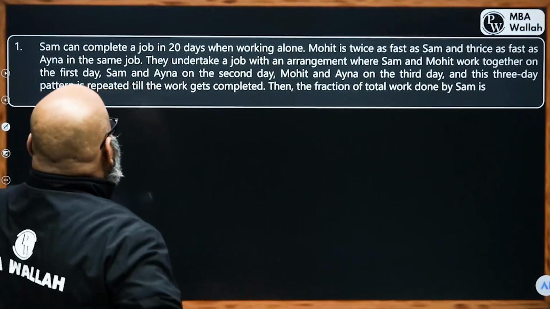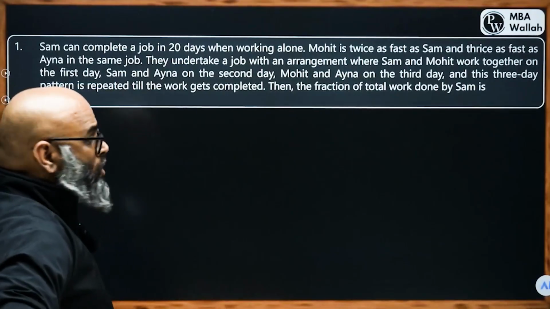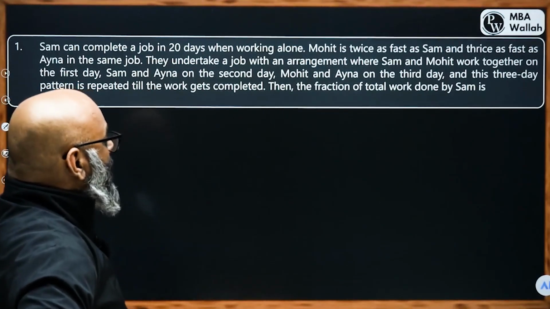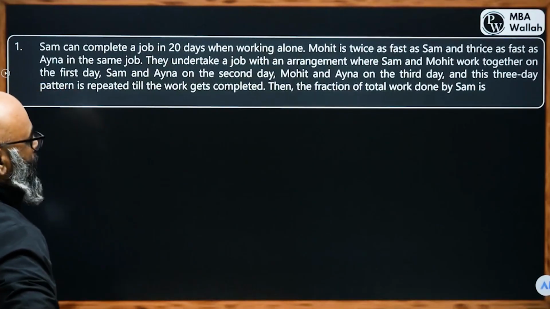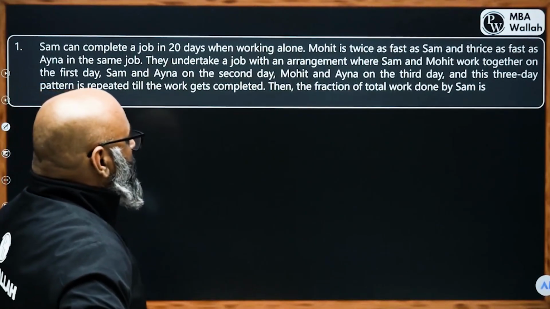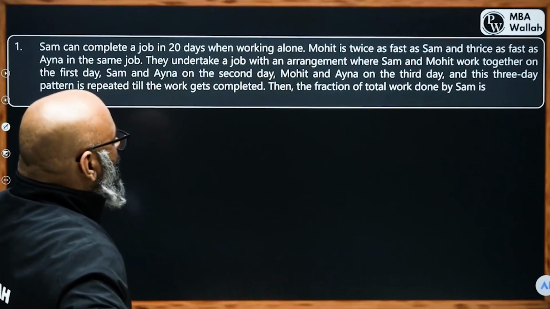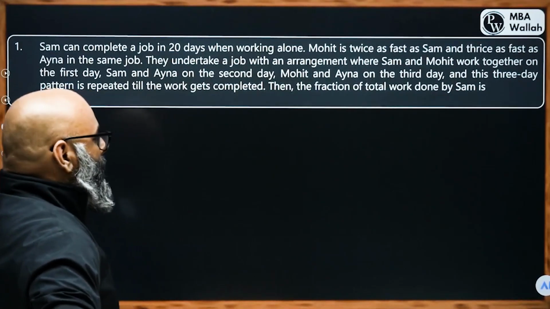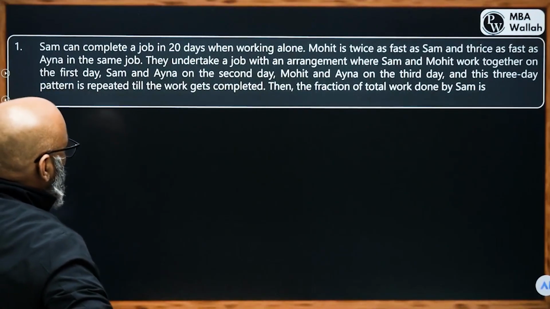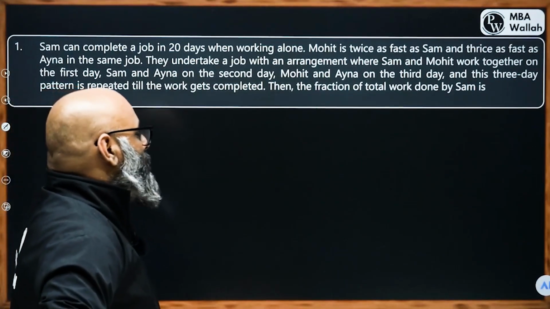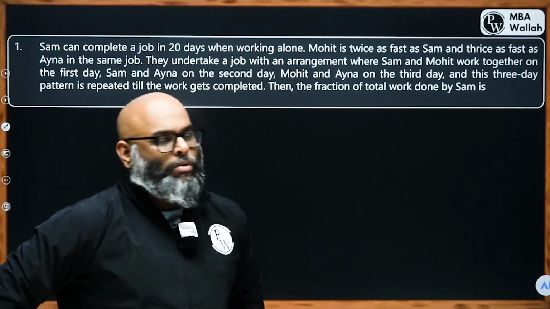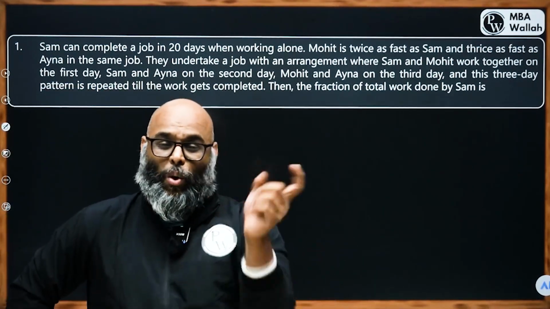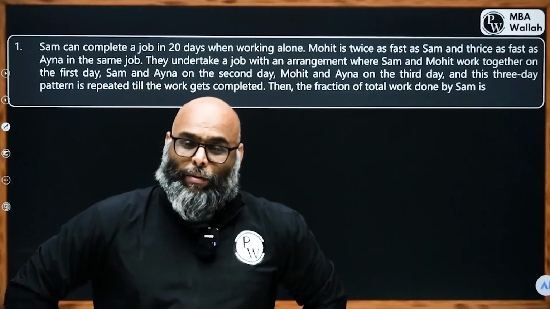Look at the question here. Sam can complete a job in 20 days when working alone. Mohit is twice as fast as Sam and thrice as fast as Aina in the same job. They undertake a job with an arrangement where Sam and Mohit together work on the first day, Sam Aina on the second day, Mohit Aina on the third day, and this 3-day pattern is repeated till the work gets completed. Then the fraction of total work done by Sam is. We've seen the repetitive cycle in the previous video itself. In case you have missed it, go revisit it so that you'll get more comfort with this question.